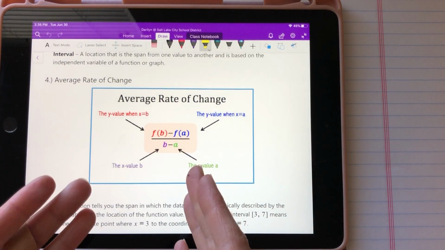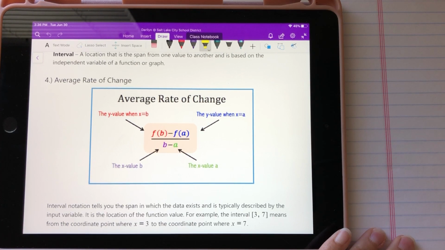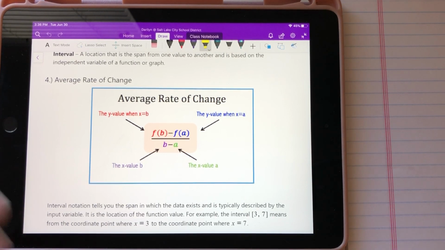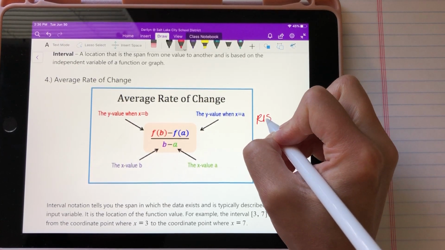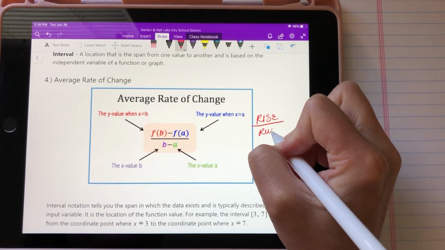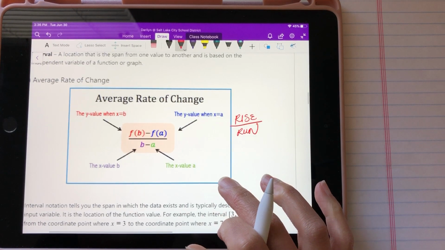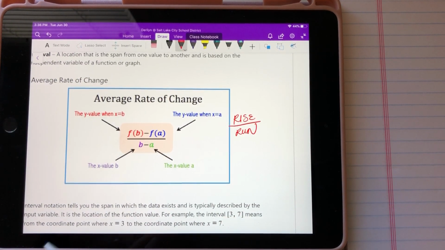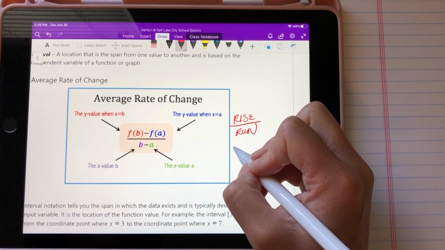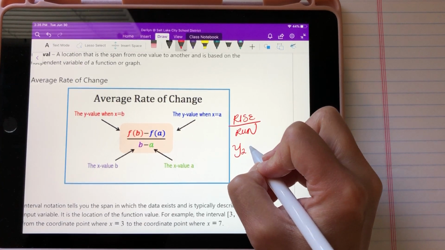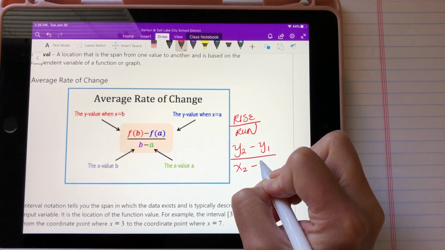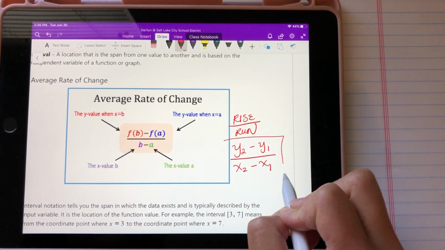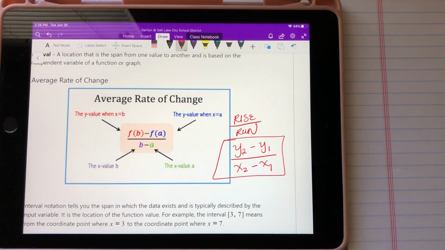Here is a very complicated way to say that the average rate of change is simply the rise over the run, but also not specific, not just the rise over the run, but more specifically, we can also write it as y2 minus y1 over x2 minus x1. That is going to be the average rate of change formula.